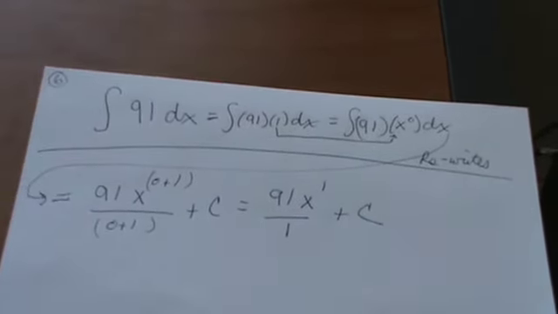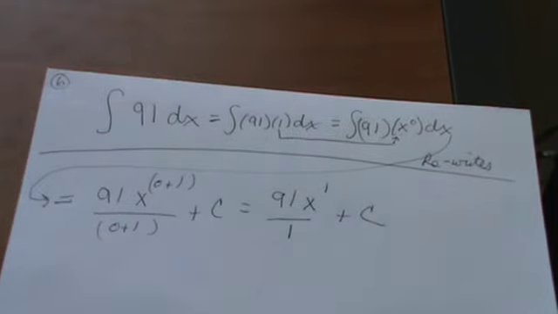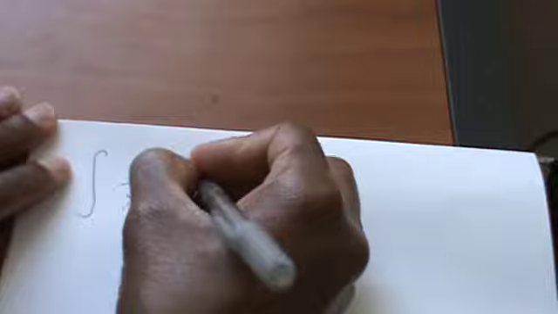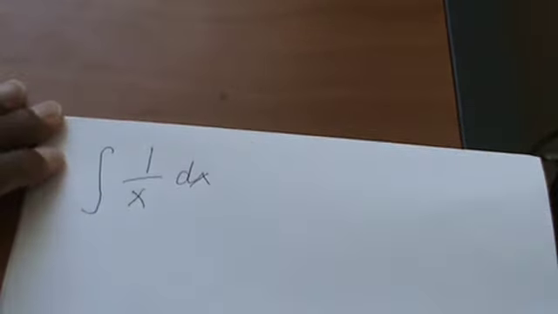All right, so there's one more that I want us to talk about, and then I'll be done. So the question is, what would happen if you have the antiderivative of 1 over x dx? All right, I'll get to that in my next video.